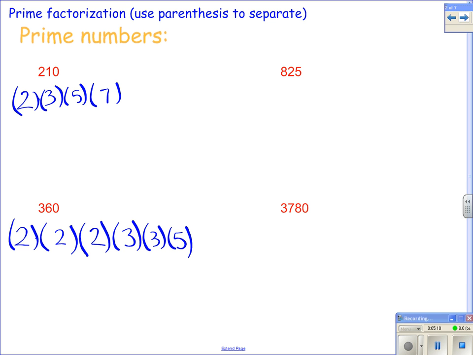So let's look at 825. Can we divide that by 2? No. Divided by 3? No. Yeah. Why can you divide this by 3? 8 plus 2 plus 5 is 15. You can divide that by 3. So 3 is your first one. So we do 825 divided by 3 in your calculator. We get 275. Can we divide that by 3? No. Okay, what should we divide it by? 5 would be the next one. We're left with 55. So that would be 5 and 11.